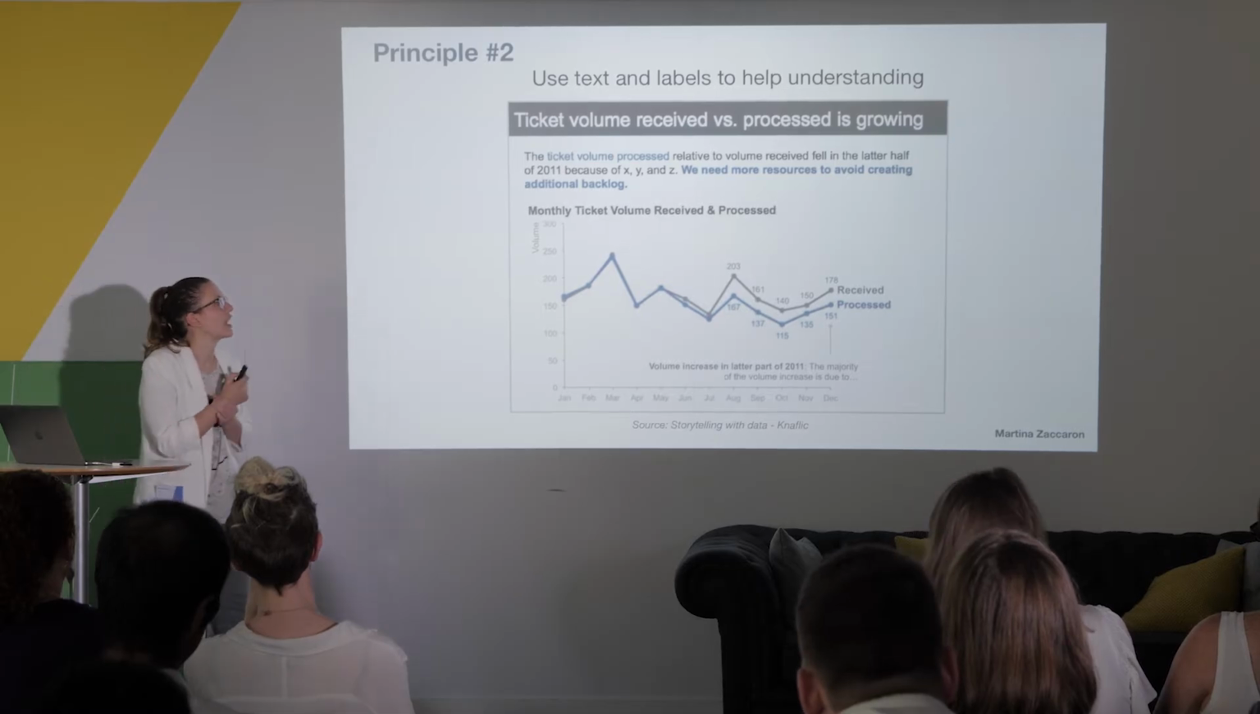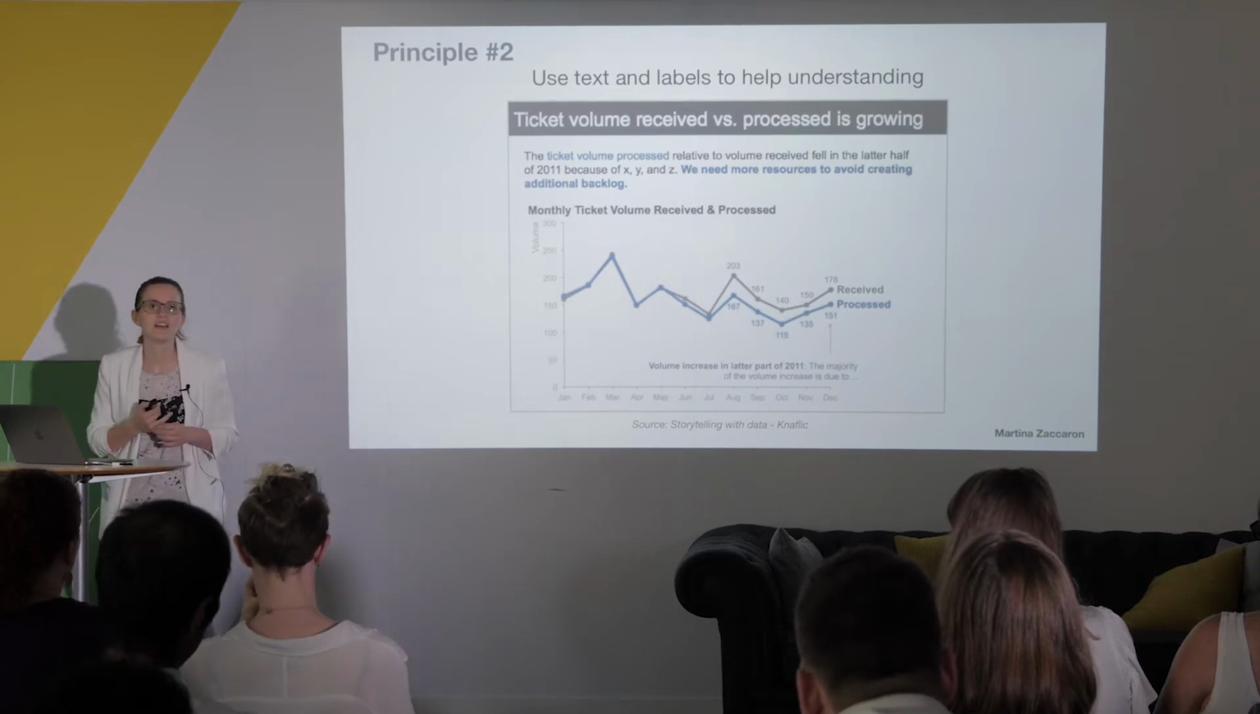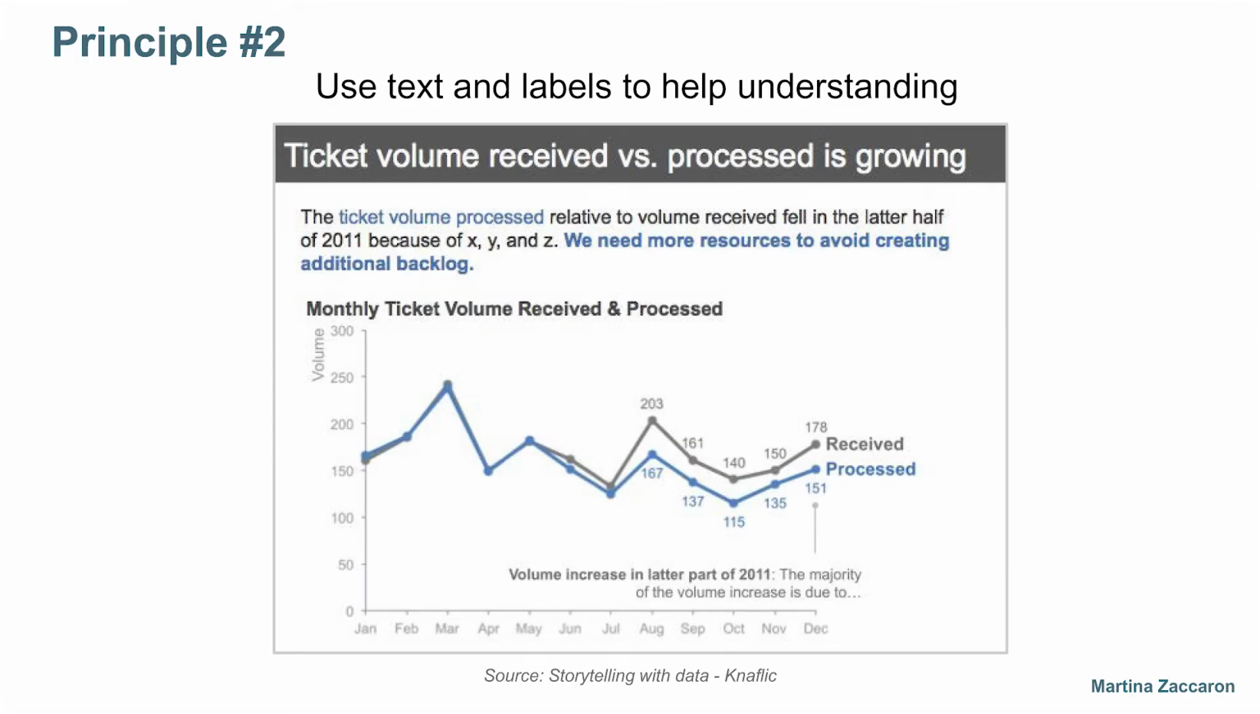Principle 2: use text and labels to help understanding. This is really important. I decided to show a visualization from the Storytelling with Data book, because here it is really clear that labeling is not just a decoration, but is used to help understanding the chart. And Tableau has a lot of features to help give context to the visualization, in particular text, annotation, and tooltip. So it's a really powerful tool to use this principle.